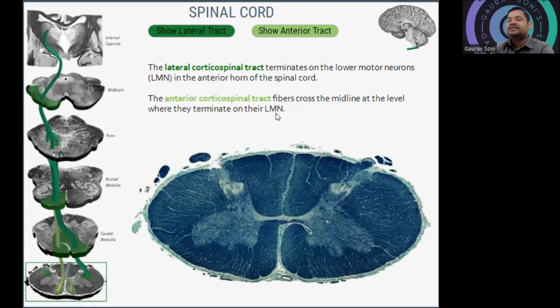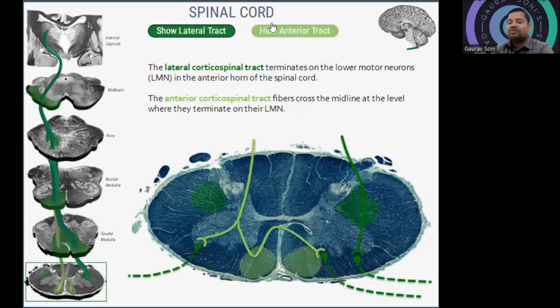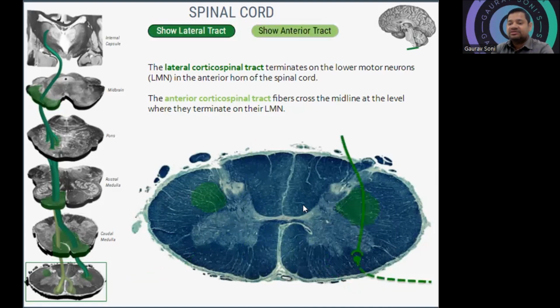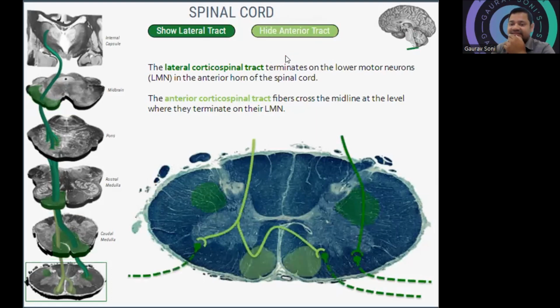So both will terminate at lower motor neurons only. One will be on the same side and one will be crossing it. So you can see again, this is the lateral side. It will be passing through the same direction. And then you can see the anterior side. It will cross the midline at the level where they terminate at their lower motor neurons.